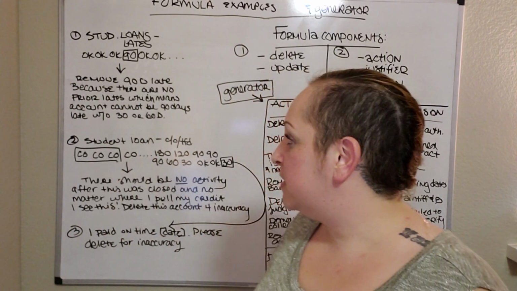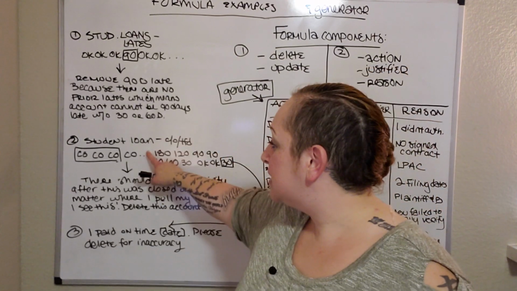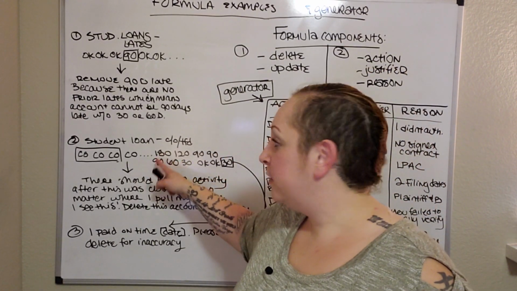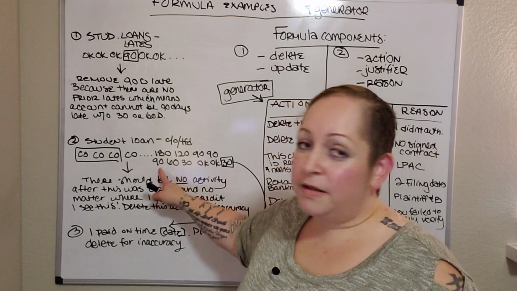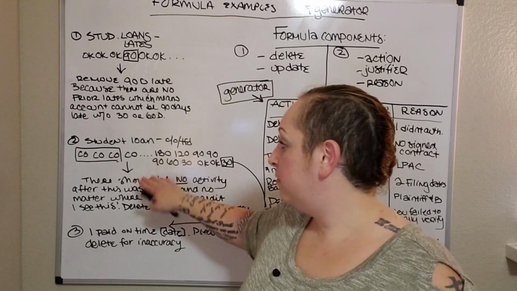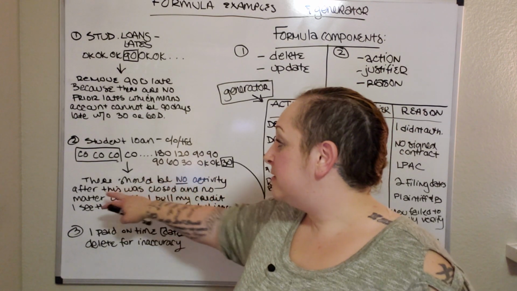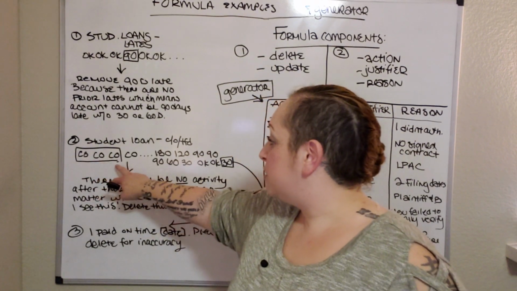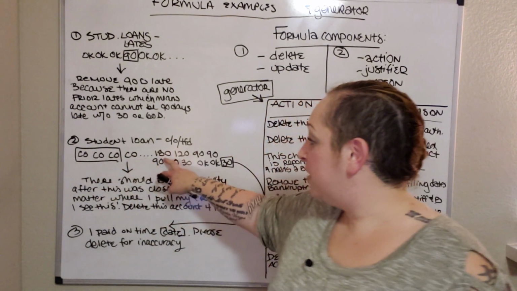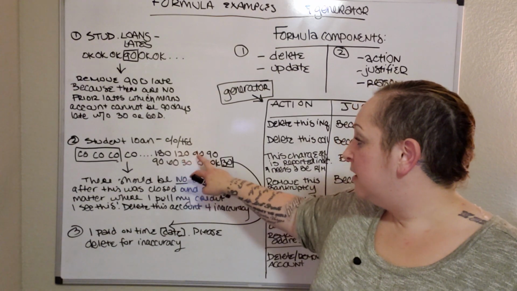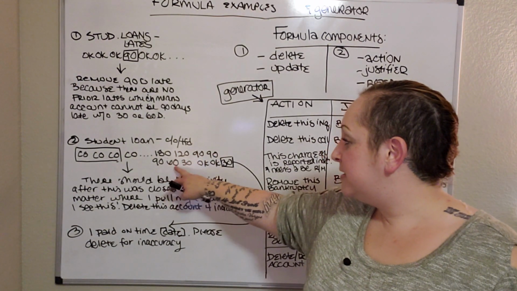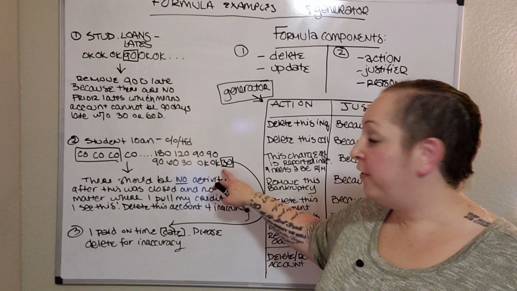Now, let's look at this differently. What if we want to remove the same account, but it's charged off or transferred? Okay, so this is the late payment history that we are looking at in this scenario, okay? So it shows charge-off, 180 days, 120 days, 90, 90, 90, 60, 30, 30.